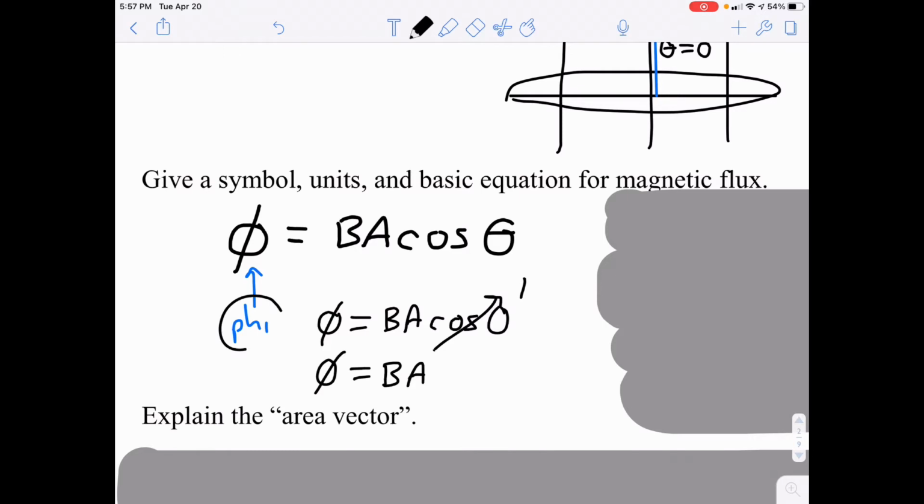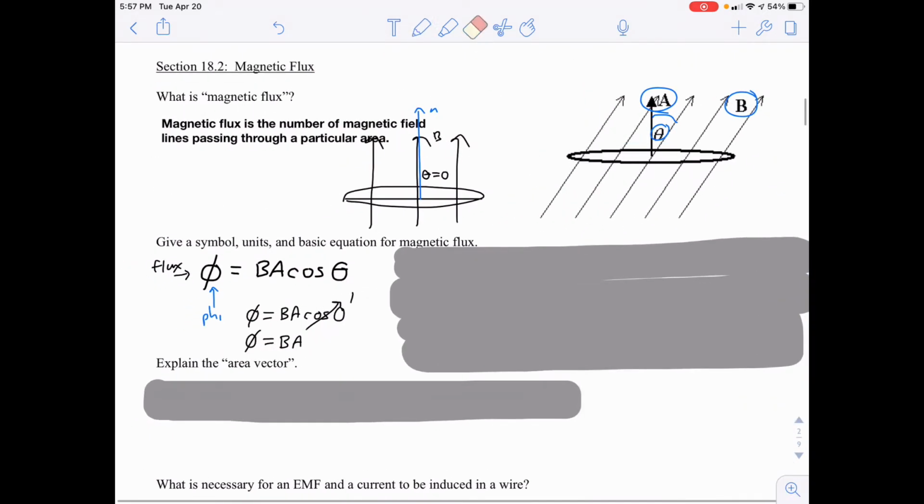And instead of saying phi, I'm just going to say flux. This is magnetic flux. Flux is equal to field times area when it passes perpendicular. So this is going to be a nice shortcut that we're going to use most of the time. But if the field ever approaches the plane of the loop at an angle, then you need to use the cosine of that angle. So let's break down all these.